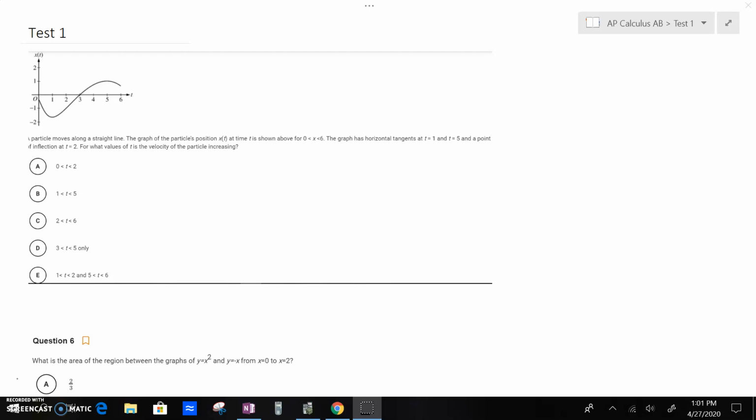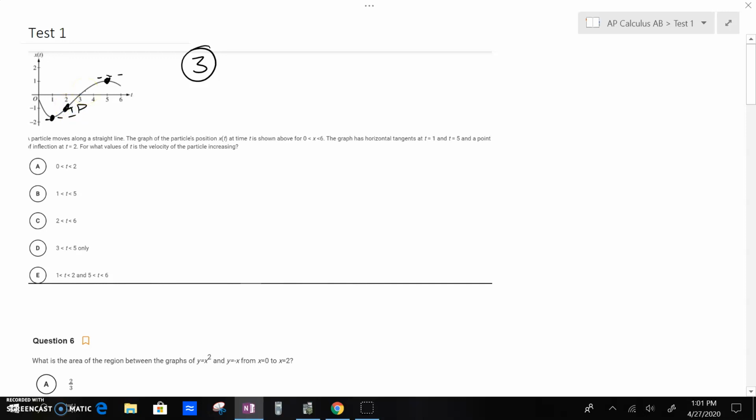In each one, I've denoted the number, except for this first one, it didn't get put through correctly when I cut and paste. So that's number 3. In this first one, let's just get right to it. We've got a particle moving along a straight line. The graph of the particle's position, x of t, is shown. We have horizontal tangents at 1 and at 5. So here and here, our slope is 0. And we've got a point of inflection at 2. So here's my inflection point.